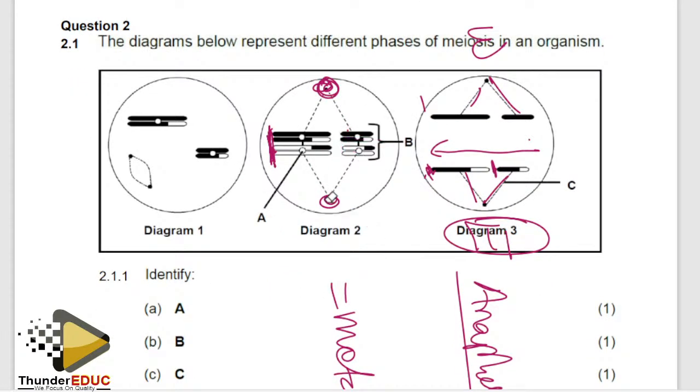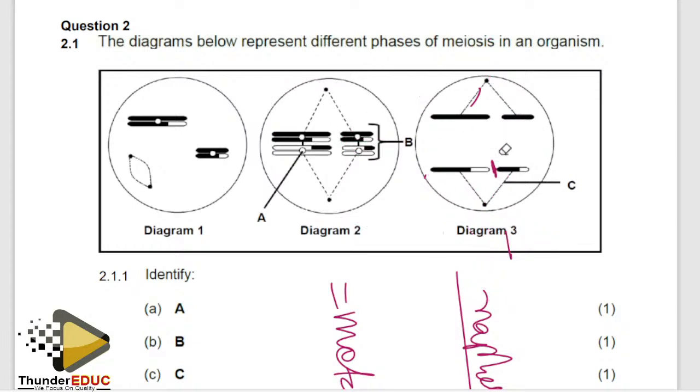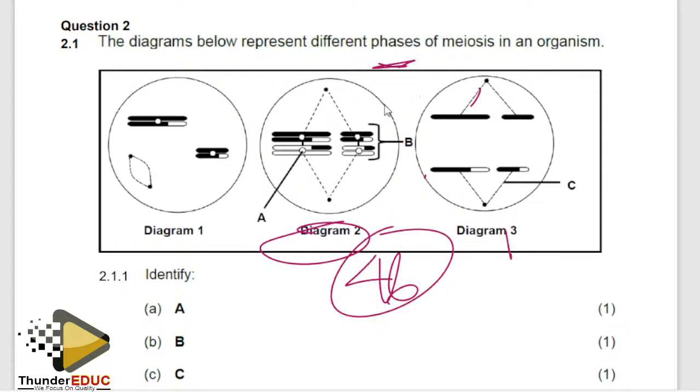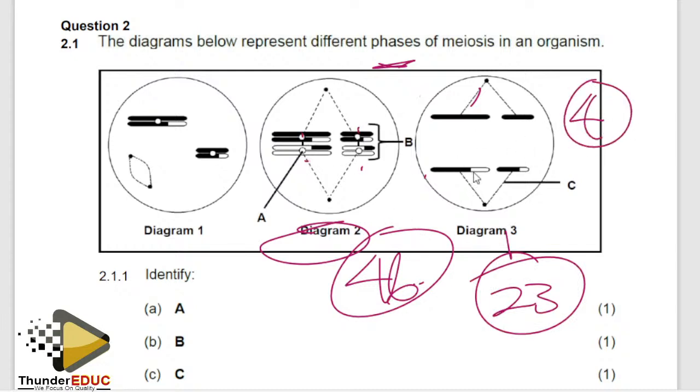The second thing which you need to know, before I tell you what to focus more on, is the number of chromosomes. How many chromosomes are found in diagram 1? You will find someone saying 46. Did they say this is a human cell? No. If they don't talk about a human cell, don't talk about 46. Don't talk about 23, because they didn't talk about a human cell. How many do you see? 1, 2, 3, 4. It's 4. How many chromatids are found in diagram 1? 1, 2, 3, 4, 5, 6, 7, 8. It's 8 chromatids they're talking about.